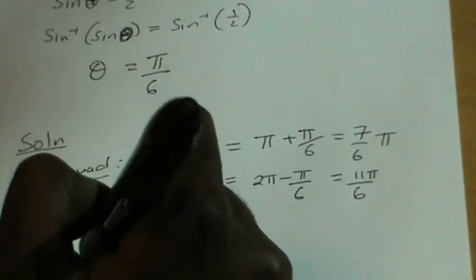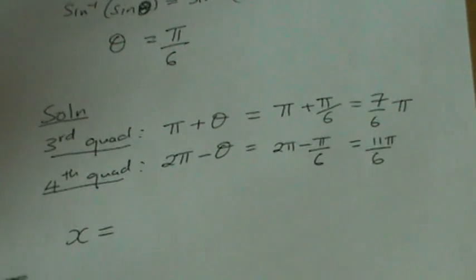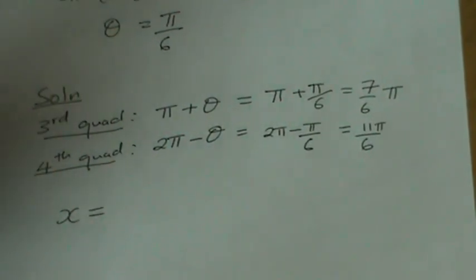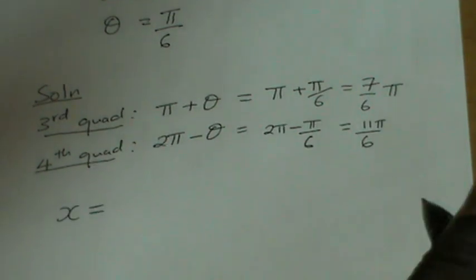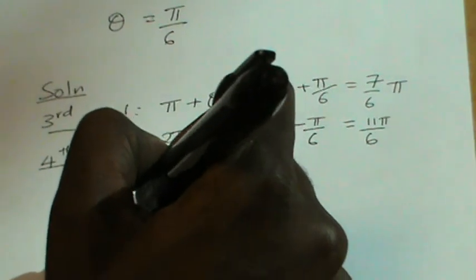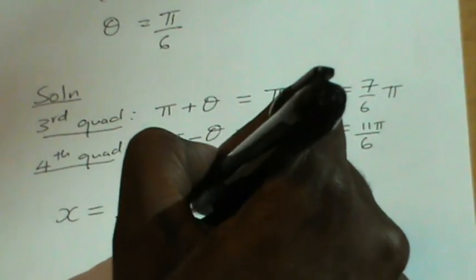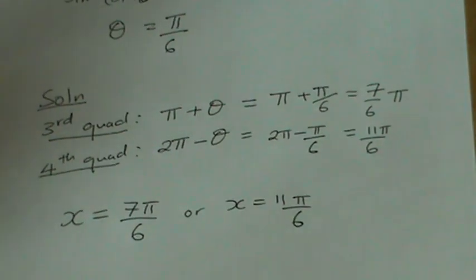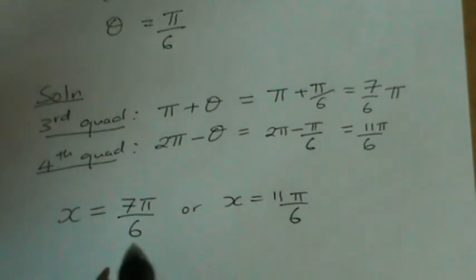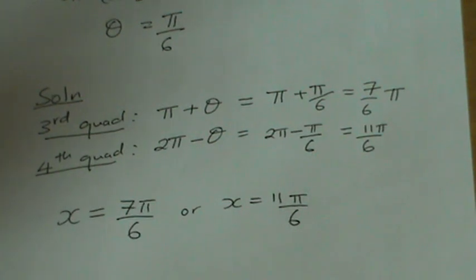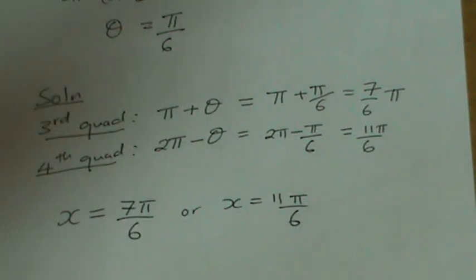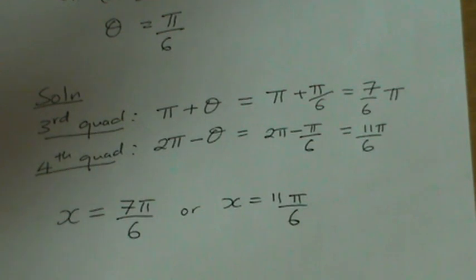So we say x is equal to, just to conclude and formally answer the question, because the question says what is x equal to, and you're only done when you can say x is equal to this. So x is equal to 7 pi over 6, or x is equal to 11 pi over 6. And you can always test it, but when you test it, because these angles are in radians, change your calculator to radian mode, and then you will substitute it into the original equation, and then you will see that those answers are correct.